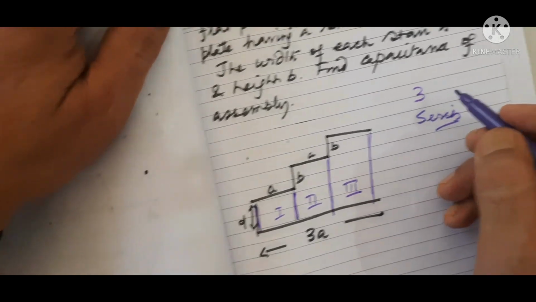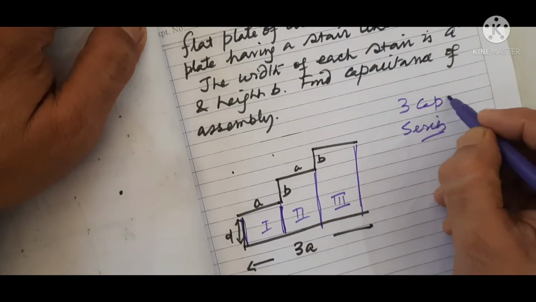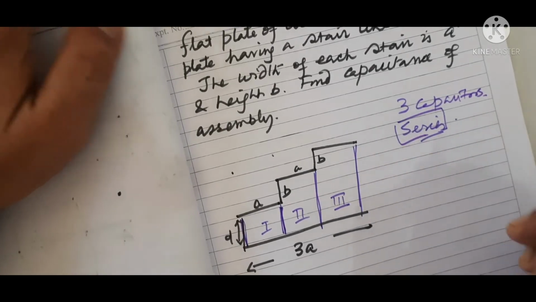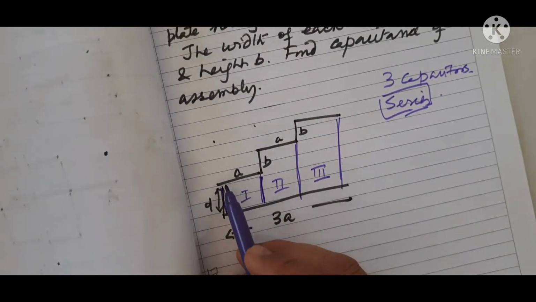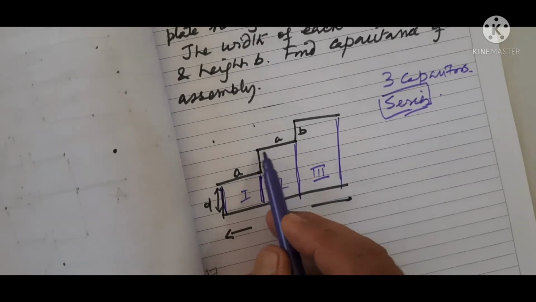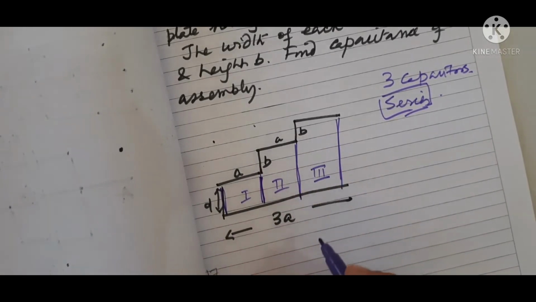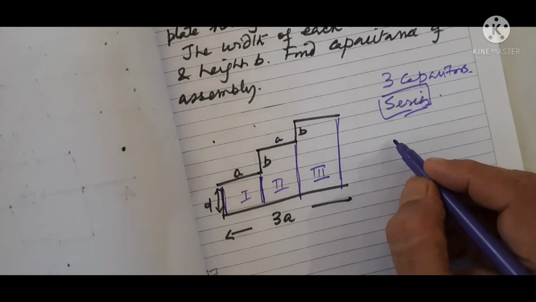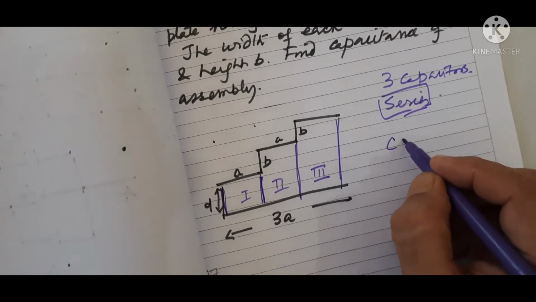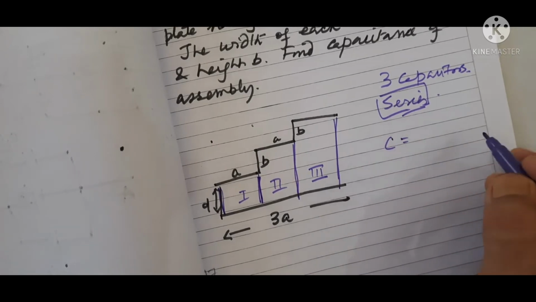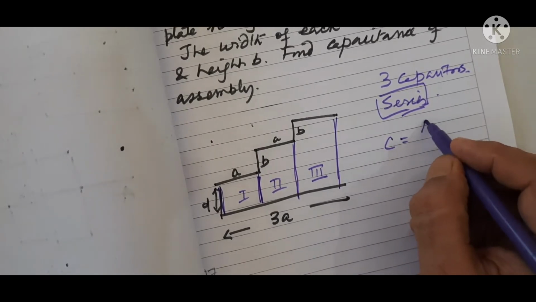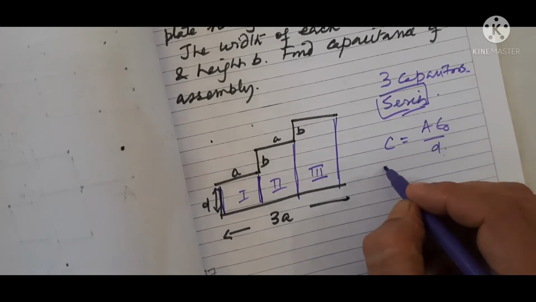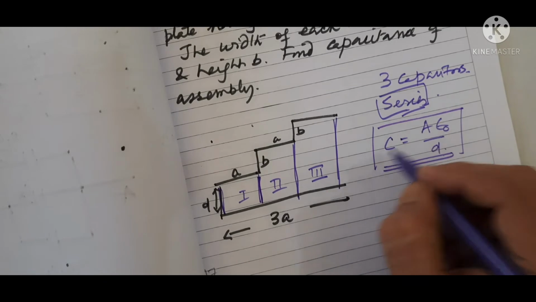Three capacitors are in series. Now it is given A, this is your B, like that. So we know the general principle of finding the capacitance. You know the capacitance of a parallel plate capacitor is A epsilon naught by D, where D is the separation between the plates. That is the general formula.